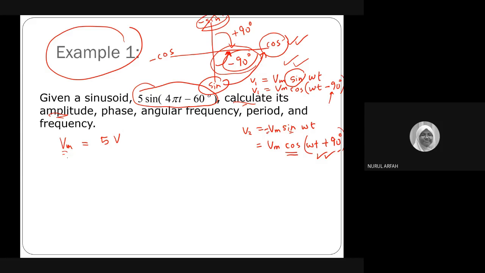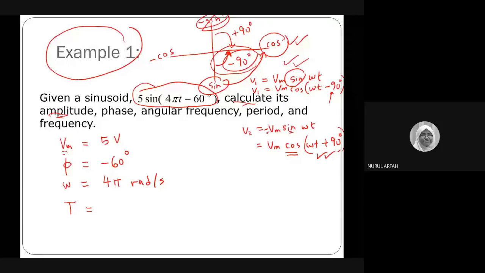What about phase? Negative 60. Okay, very good. Angular frequency? 4 pi. Yeah, I forgot to let you know that the unit for angular frequency is in radian per second. Okay. And then what about T, period? How do you find T?